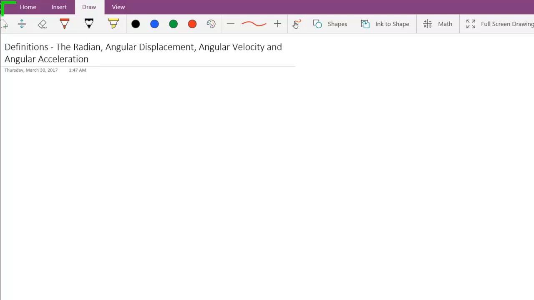In this video, we're going to define the radian, angular displacement, angular velocity, and angular acceleration.